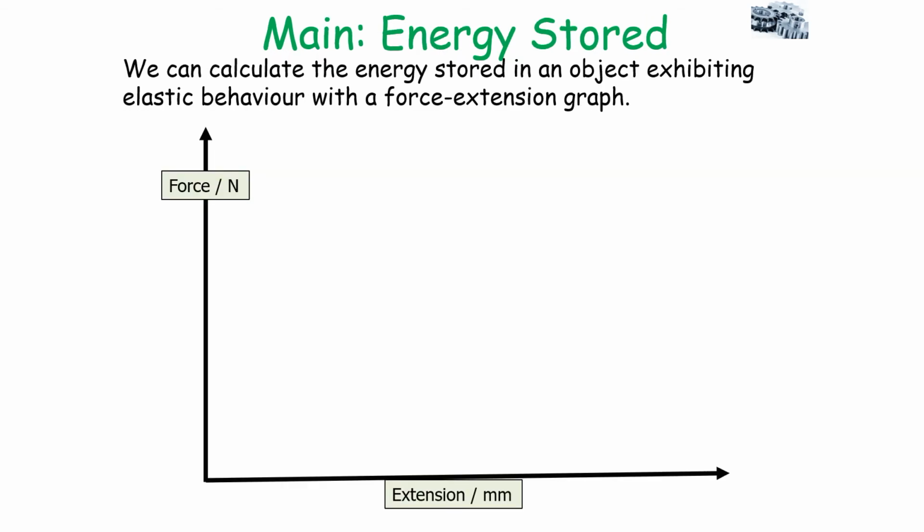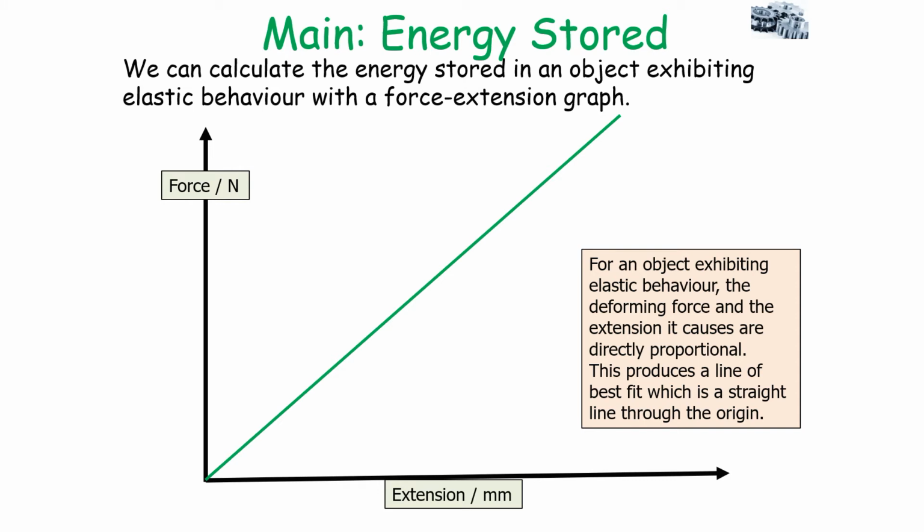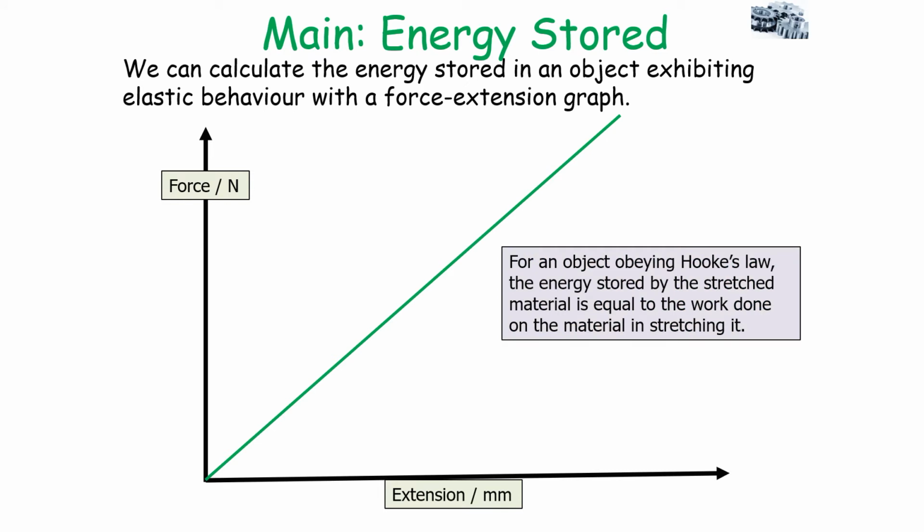Now we can also calculate the energy stored in an object exhibiting elastic behavior with a force extension graph. Now, like we showed previously, for an object exhibiting elastic behavior, the deforming force and the extension it causes are directly proportional. So it produces a straight line going through the origin for our line of best fit. So for an object obeying Hooke's law, the energy stored by the stretched material is equal to the work done on the material it is stretching.